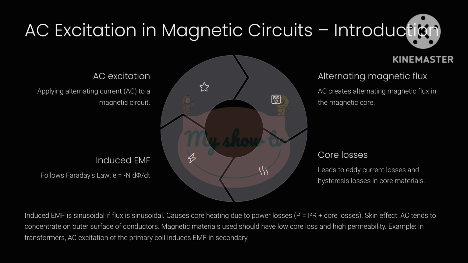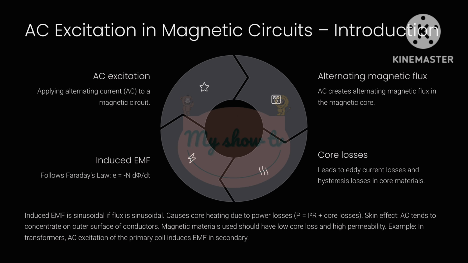3. According to Faraday's law, a changing magnetic field induces an EMF. e equals negative N times dΦ/dt. 4. If current is sinusoidal, the induced EMF is also sinusoidal. 5. The system's efficiency drops due to core and copper losses. 6. At high frequencies, skin effect forces current to flow only on conductor surfaces. 7. To reduce losses, low-loss materials like silicon steel or ferrites are used. 8. Magnetic cores are often laminated to break eddy current paths.